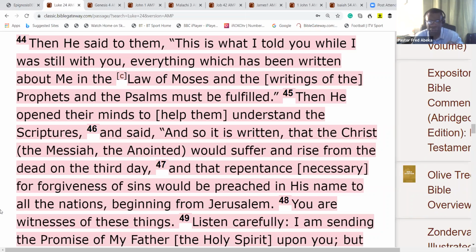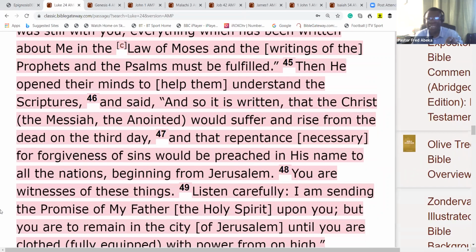Then verse 45, watch. Then he opened. Now that word opened is the first time this word was used in the Greek lexicon. The word is dianoigo. He opened their minds to help them understand. We get the word synesis, comprehensive insight. Look at the same word again: the scriptures, Genesis to Malachi. And said, so it is written that the Christ, the Messiah, the anointed one, would suffer. Would you see it clearly in the Old Testament?